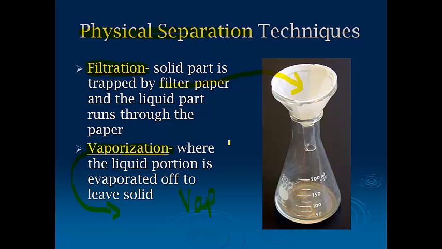Okay, then vaporization is where the liquid portion is evaporated off to leave the solid. Now, if you remember, we talked about changes of state last section. Vaporization is going from a liquid to a gas, and there's two types. You have evaporation, which typically does not have bubbles. And then you also have boiling, which does have bubbles. Okay, so if we have not covered that in class, vaporization right here is where the liquid portion is evaporated to leave the solid behind. You can speed up vaporization by heating it and causing it to boil.